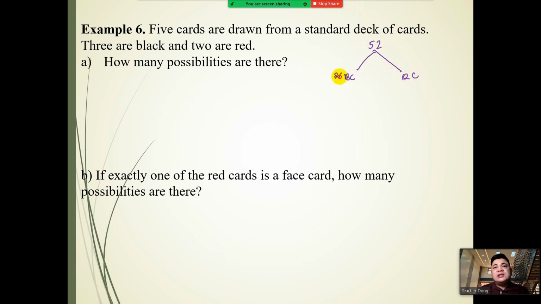So of course, we have 26 black cards, and then we also have 26 red cards. And then black cards are divided into 2. We have the spades and clubs. Or we can have clubs first or spades. So for the clubs, we have 13. For the spades, we also have 13. For the red cards, we have heart and diamond. So we have 13 hearts and then 13 diamonds.